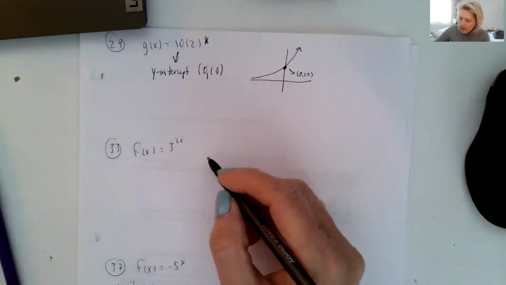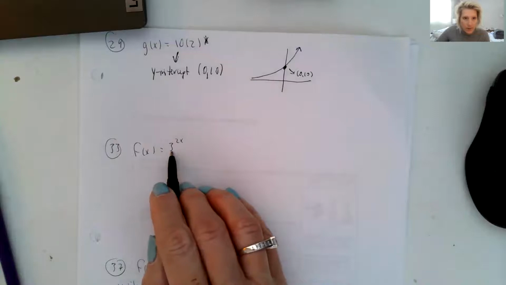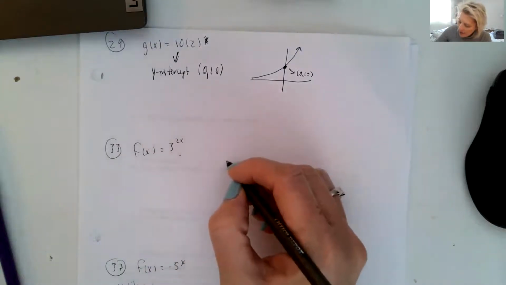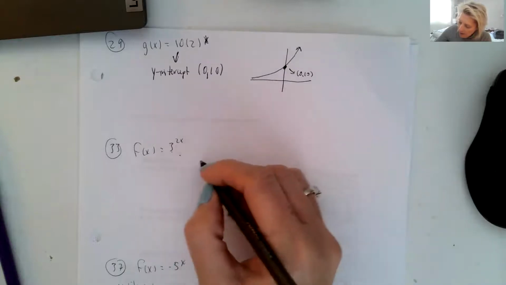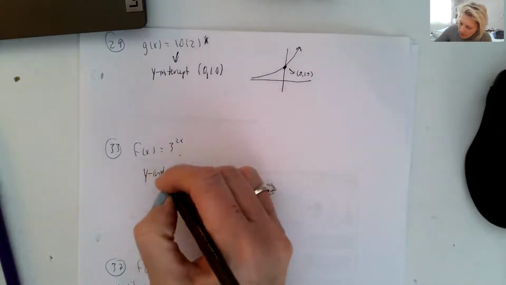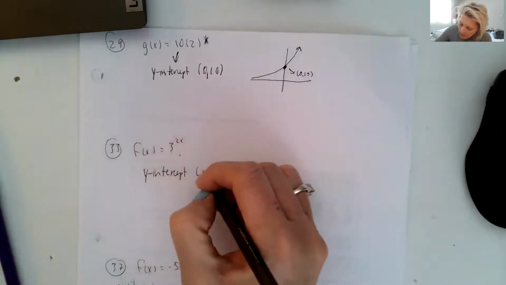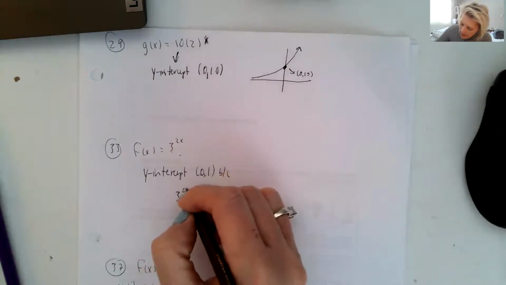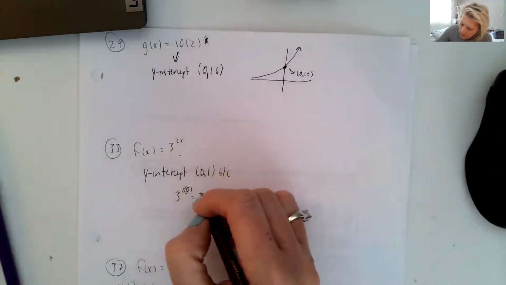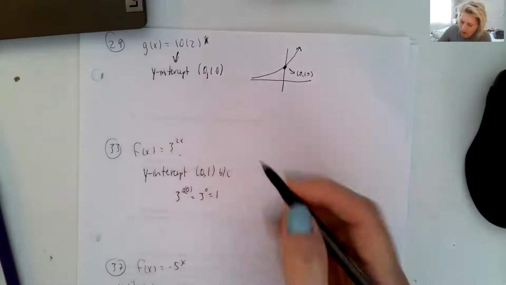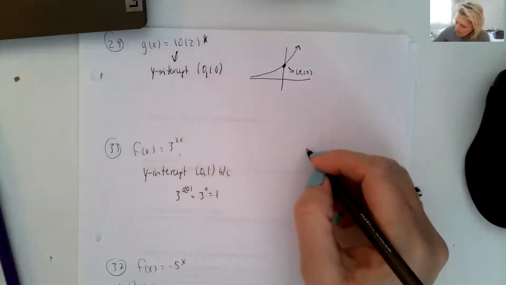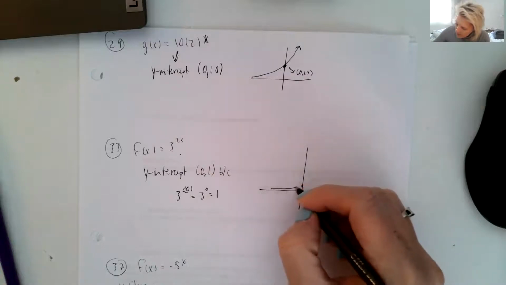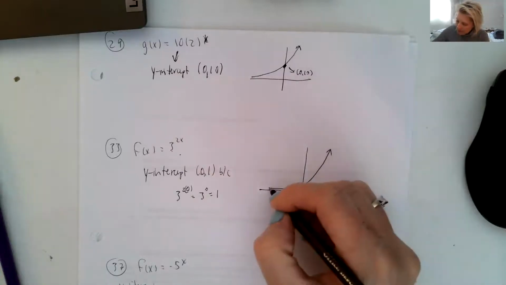For 33, we have the base at 3. There is no C out front. It's just the base of 3. And so our y-intercept is at (0, 1). That's because 3 to the 2 times 0 is 3 to the 0, which is just 1. So it's (0, 1), and then it's going to increase from there.